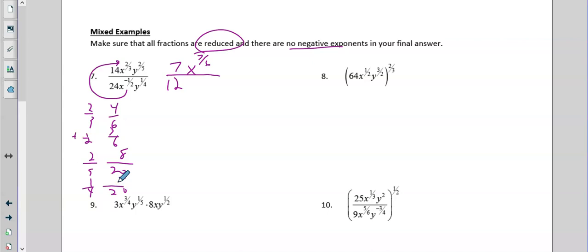Where do I have more? Still on top. How many more? 3 20ths. And that's my answer. All right, here, remember this is a 1. So the 2/3 goes here, here, and here. So that's going to be 64 to the 2/3. Remember, that's the same thing as this.